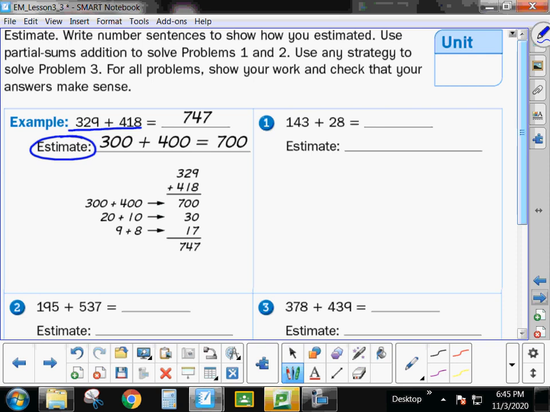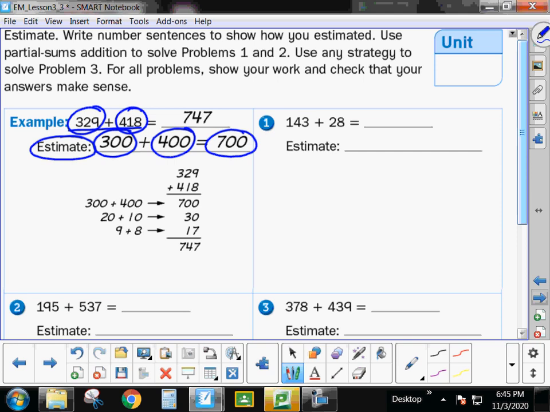So look what they did for the example. They took 329 and they said, well, 329 is really close to 300, and that's easier to add. And 418 is really close to 400. And these numbers are easier to add, so 300 plus 400 is 700. So once I get my real answer, it should be close to 700.